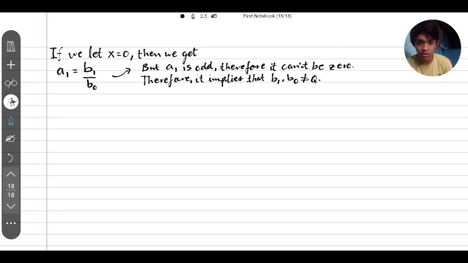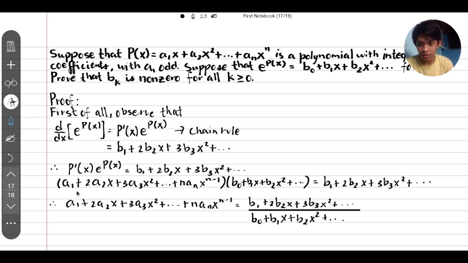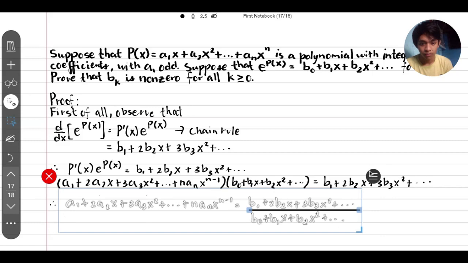So let us try to use this manner in order to prove or see if the other b sub k terms or coefficients are non-zero indeed. So right now, I want you to use this equation again in order to see if b sub k are indeed non-zero for all k greater than or equal to 0. So let us use this again. So let us try.